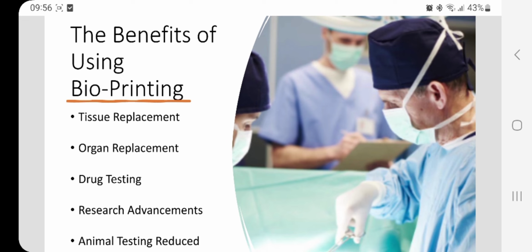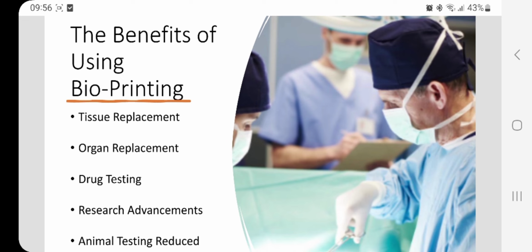The research advancements that bioprinting technology has in a variety of fields include tissue engineering, biomaterials, and 3D printing. Researchers can use bioprinted tissues to study disease and gain insights into complex biological processes without harming individuals and, in the next point, animals.